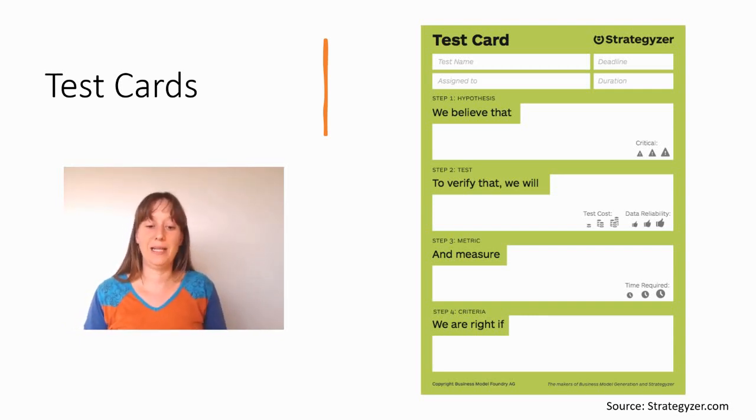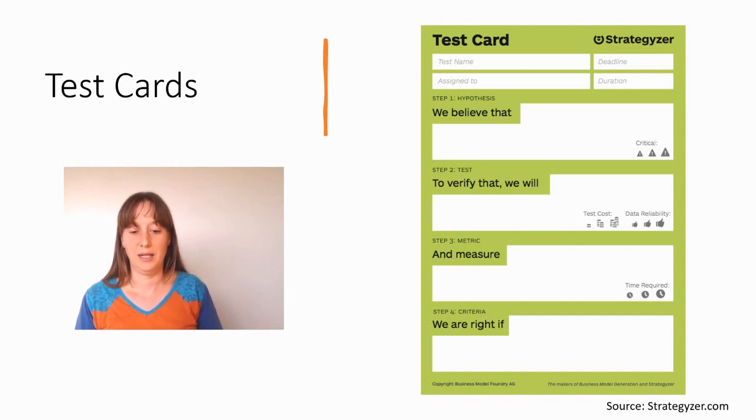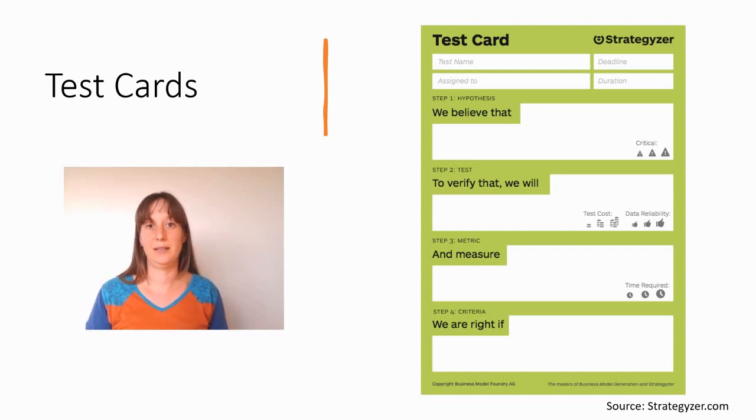And we are right if 4 out of 5 people share their picture to Instagram without us asking, or something like that. You can also define here the cost of the test, the data reliability, and also the time it will take. These are just indications for you to organize your time and how important this experiment is, how much priority it should have, or how much budget you should take for it.